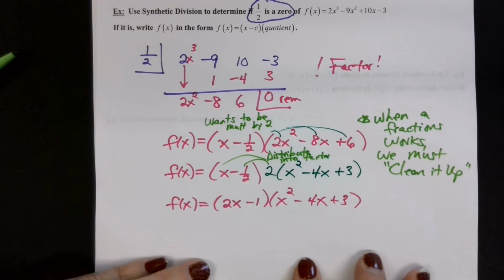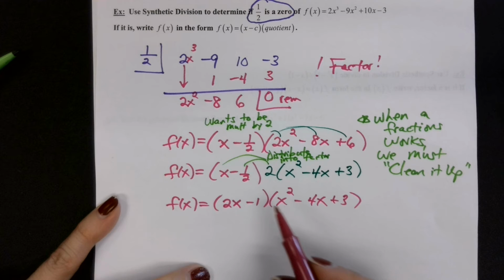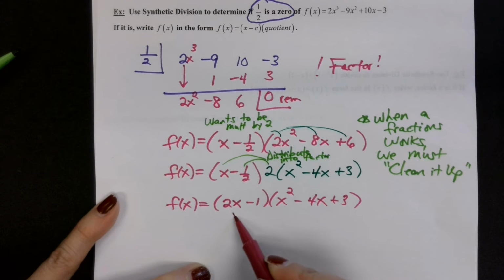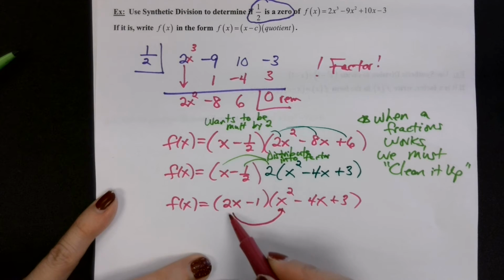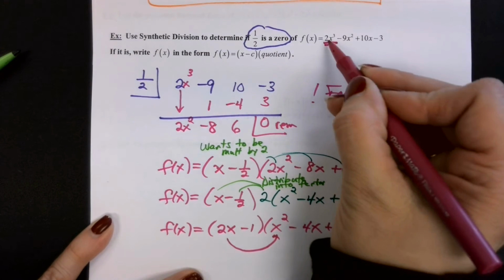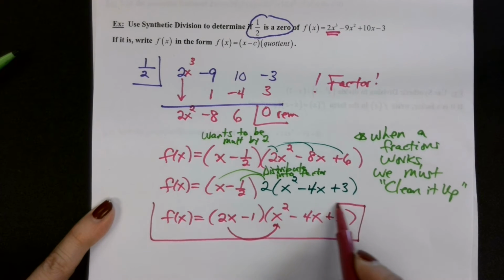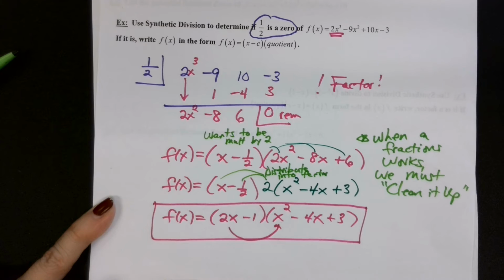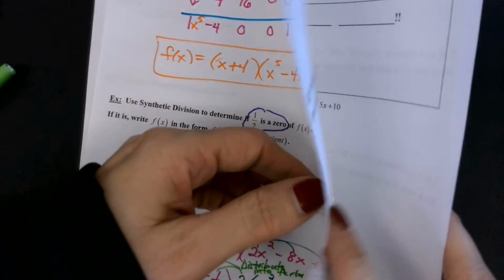So whenever you have a fraction that works, we have to clean it up. Let's take a look at how this would multiply out. What's 2x times x squared? That would make 2x cubed. And my problem had a 2x cubed. So that's a little trick with fractions and what you have to do when you get a fraction as your factor. All right, let's keep going.